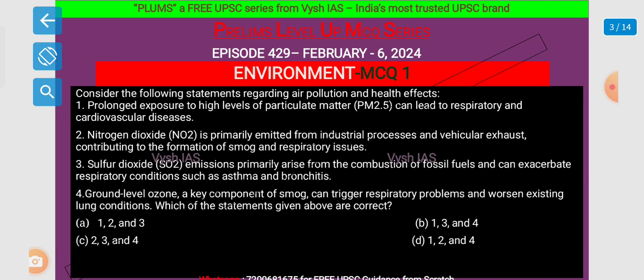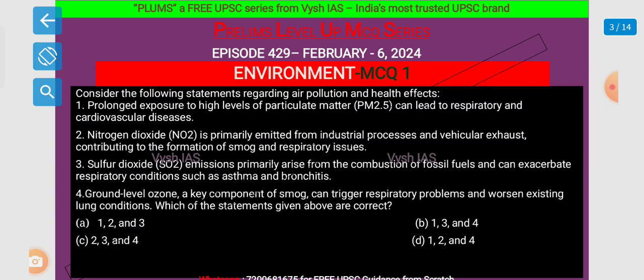Second statement: nitrogen dioxide is primarily emitted from industrial processes and vehicular exhaust, contributing to the formation of smog and respiratory issues. Third, sulfur dioxide emissions primarily arise from the combustion of fossil fuels and can exacerbate respiratory conditions such as asthma and bronchitis. Fourth statement: ground level ozone, a key component of smog, can trigger respiratory problems and worsen existing lung conditions. Which of the statements given above are correct?